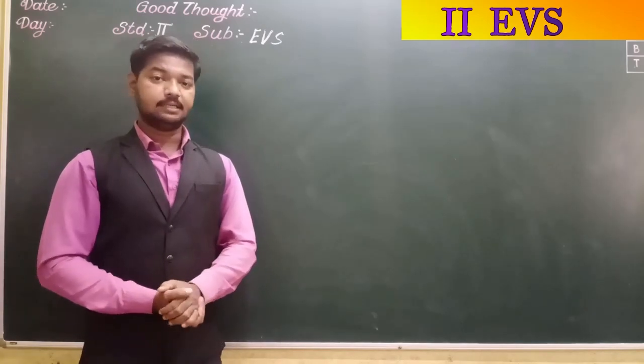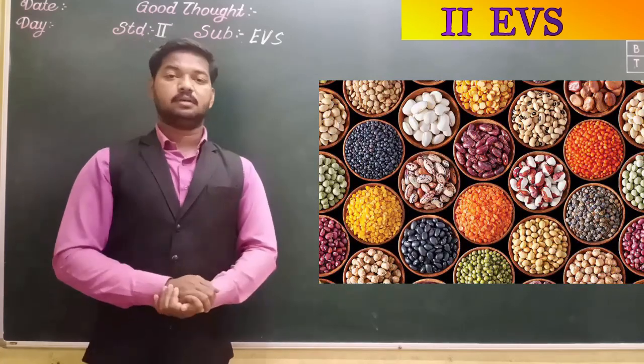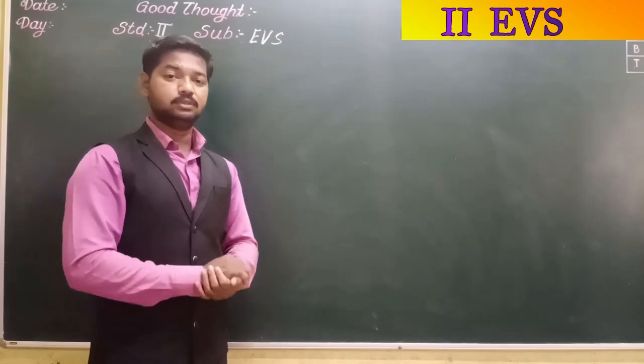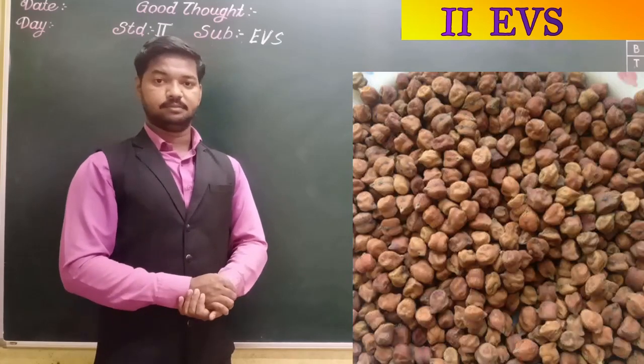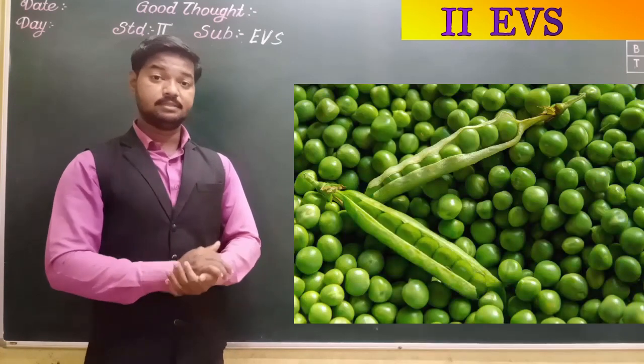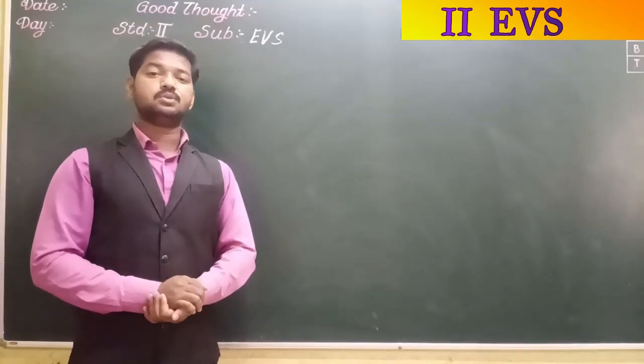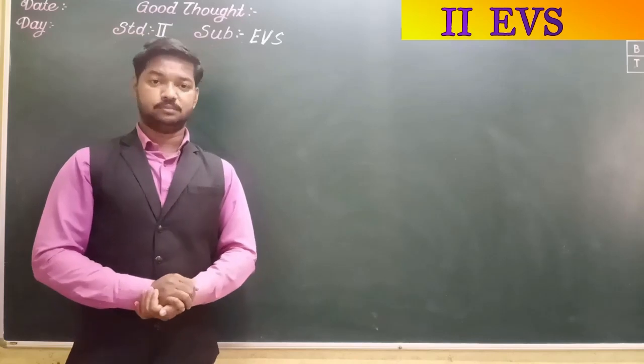Now the next, that is pulses. Seeds of some plants are used as food. Examples are gram, peas. Like plants, animals are also sources of food.